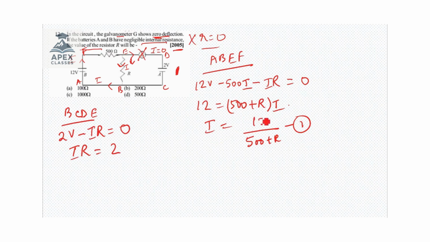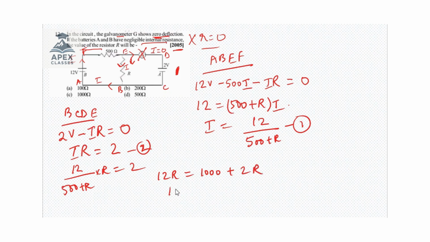ठीक है. नाउ आई का वैल्यू क्या था, 12 बाई 500 प्लस आर था ना. सो दिस इज इक्वेशन 2. नाउ इफ यू सब्सटीट्यूट द वैल्यू ऑफ आई फ्रॉम इक्वेशन 1, व्हाट वी विल गेट, 12 अपॉन 500 प्लस आर इंटू आर इक्वल टू 2. So let's simplify. So 12R equal to 1000 plus 2R. So 10R equal to 1000. So R का वैल्यू आ गया 100 ohm. So answer is A. ठीक है.